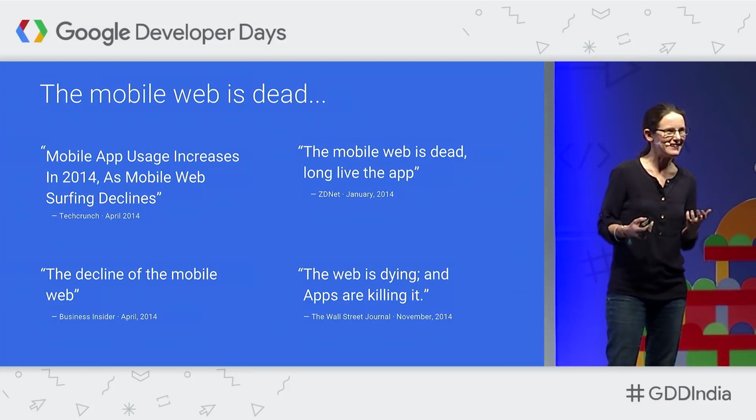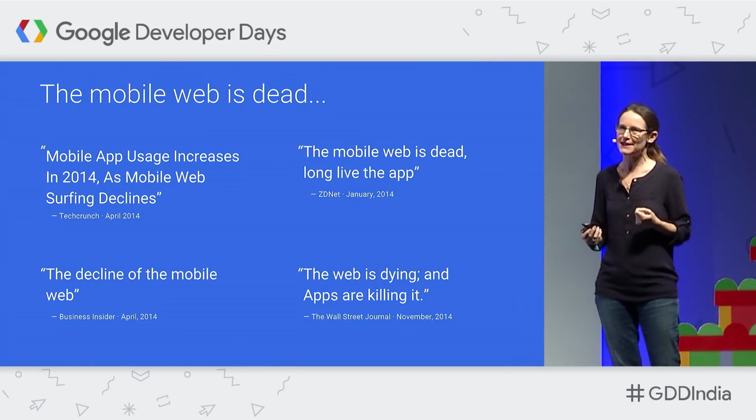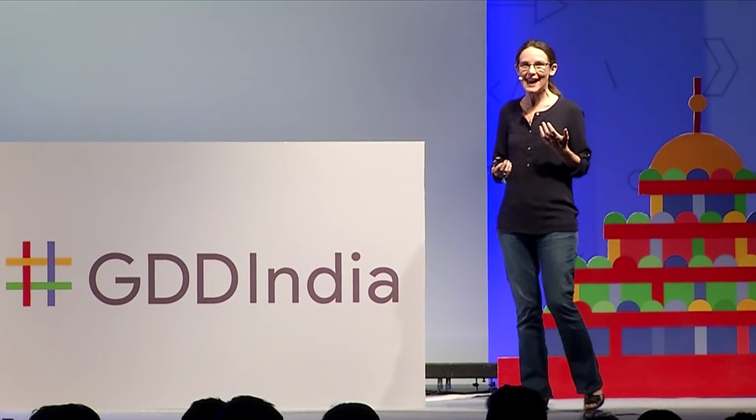So why were there headlines like this? What was fueling it? Well, it was because of a study that was published by a company called Flurry. And they found that on mobile devices, only 14% of the time is spent on the mobile web, while 86% of it is spent in apps. And studies by Comscore and Nielsen found similar.